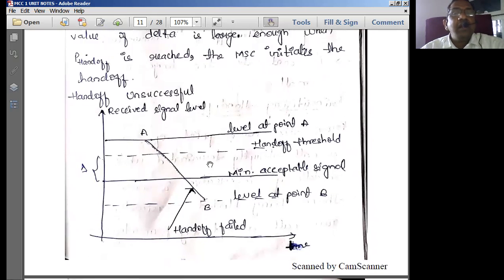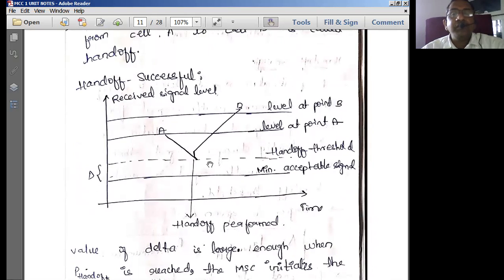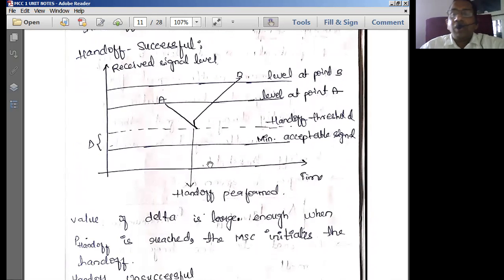Now here there is one more performance bottleneck: handoff successful or handoff unsuccessful. When will the handoff be successful, and when will it be unsuccessful? It all depends on the handoff threshold signal. This axis is the received signal level, and this is the time or space. Now the mobile unit is simply moving. Imagine that when the mobile unit is moving from one cell tower to another cell tower, this is the signal level. The signal level is dropping for cell tower A.